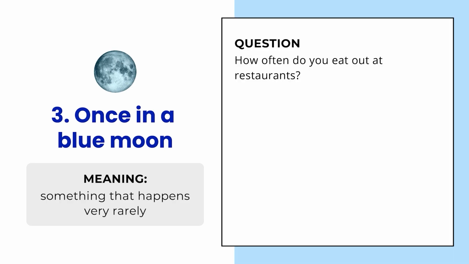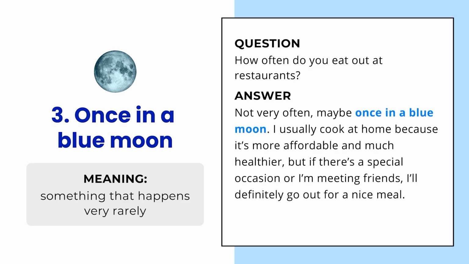So now let's use this idiom in an answer to an IELTS speaking question. Let's pretend the examiner says, "How often do you eat out at restaurants?" Well, you could say something like this: "Not very often, maybe once in a blue moon." So this simply means it's very rare that I eat out at restaurants.